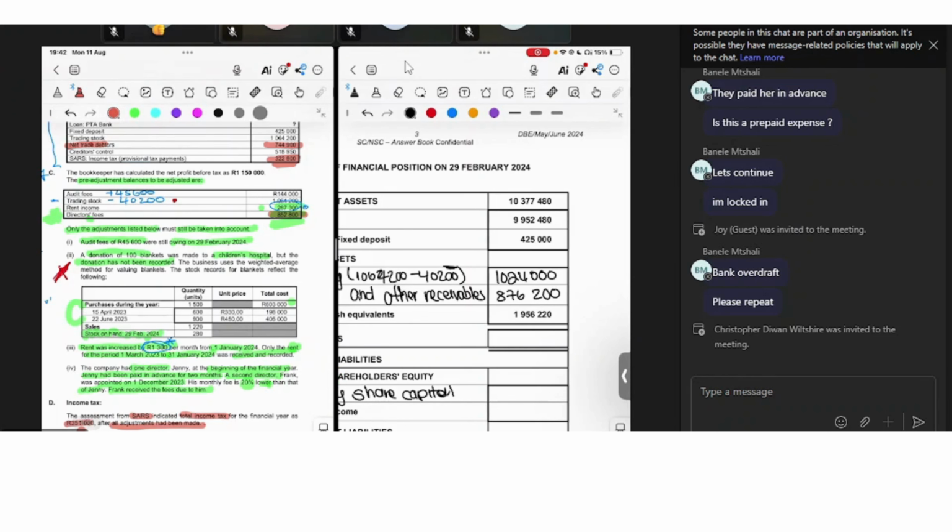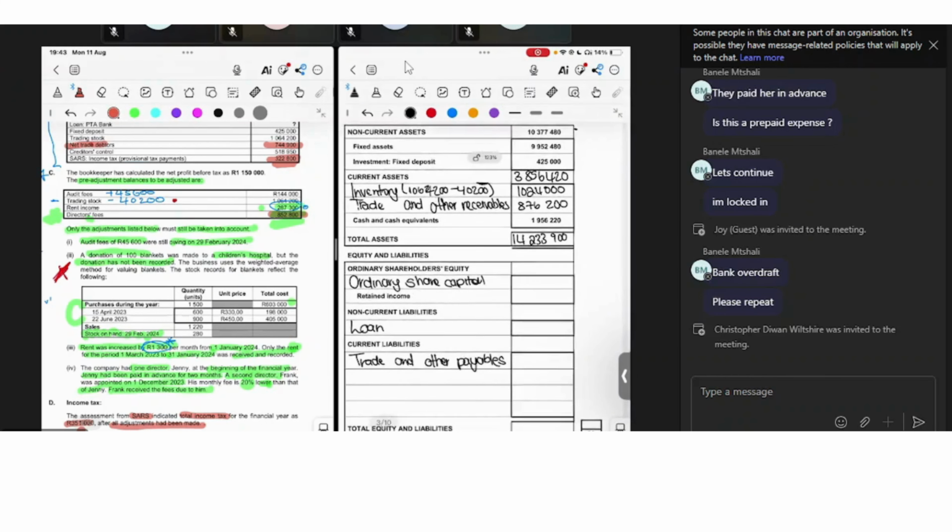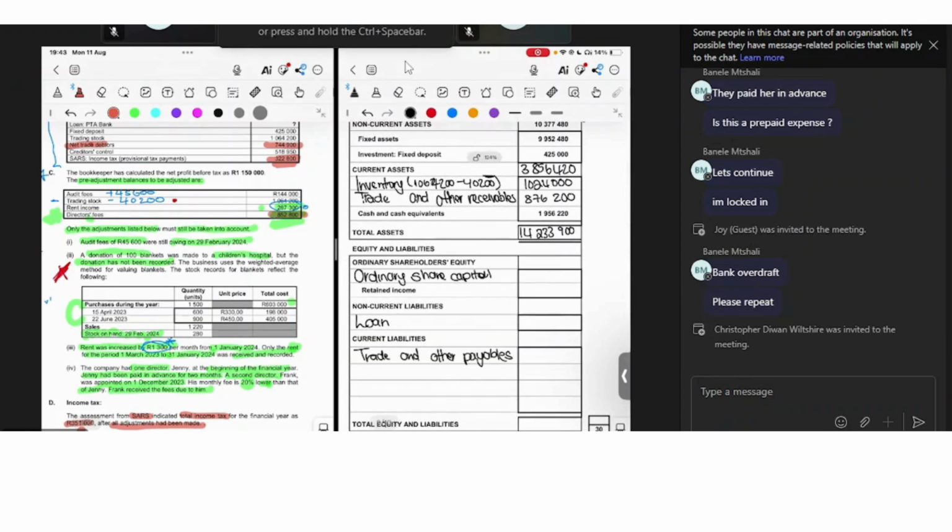So you're just adding up your current assets to get your total, which is 3,856,420. And then we add that to our fixed assets, our non-current assets, 10,377,480, to give us total assets of 14,233,900. Okay, now let's look at the other part of our statement.